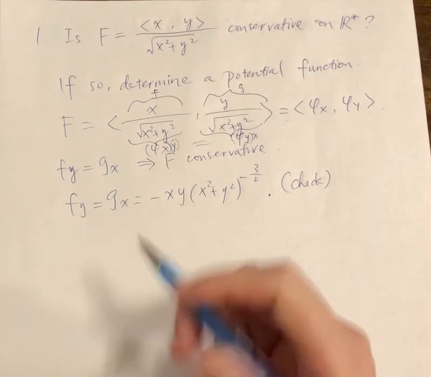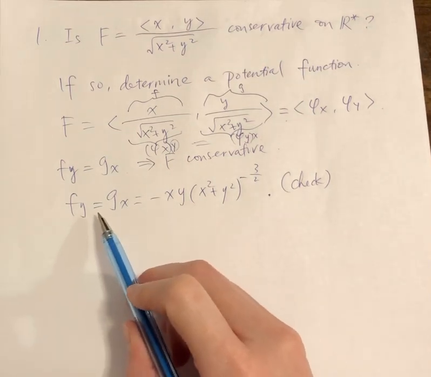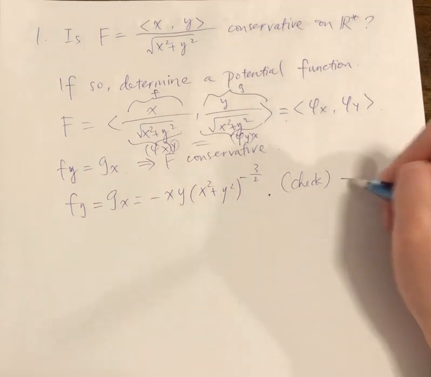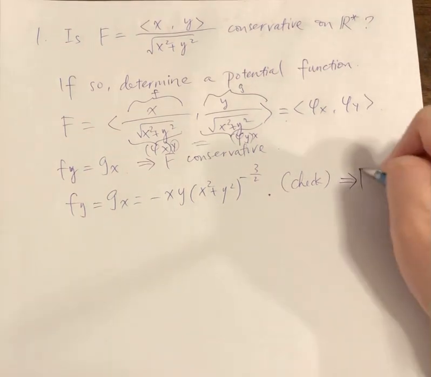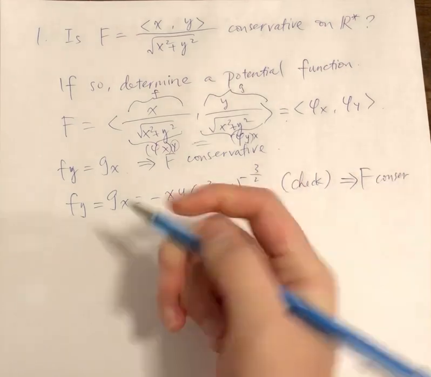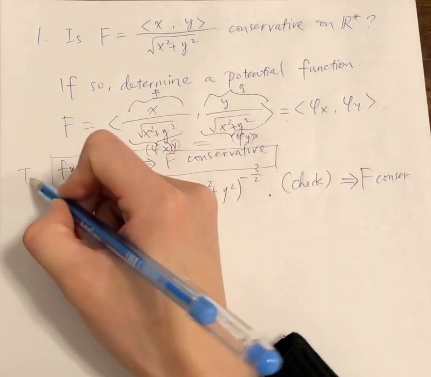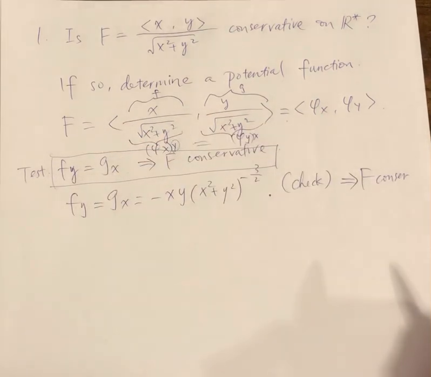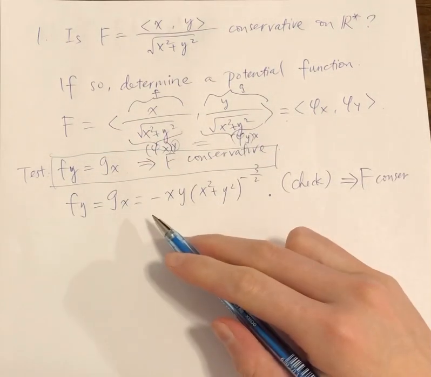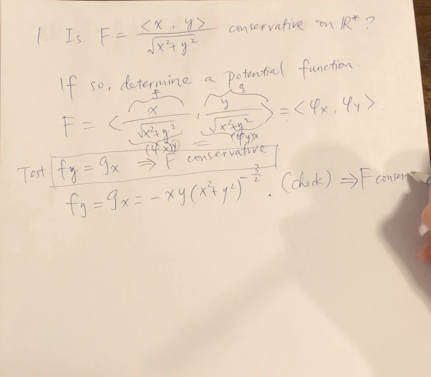Since we checked that this is true, we conclude that F is conservative. So this is the test for an F to be conservative, and in this example we checked that it is conservative.